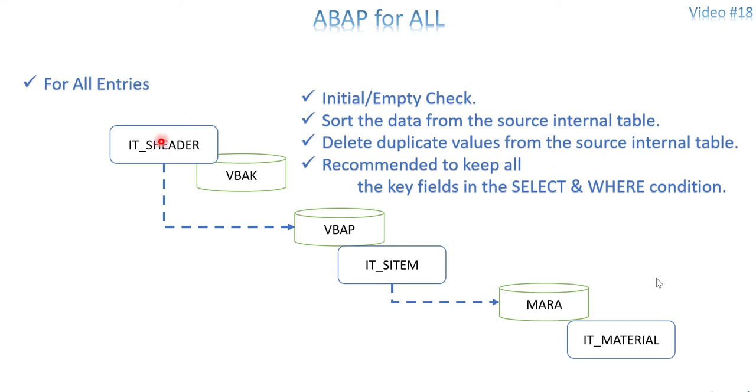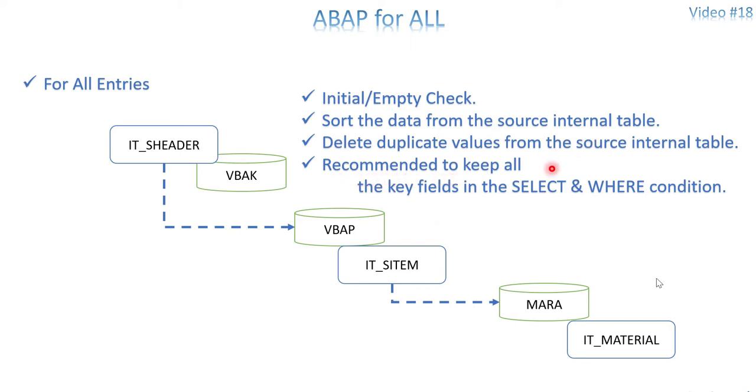In some cases, maybe not this scenario, because the sales order is always unique from the header table. Suppose in some scenarios you might have more than one material or more than one item for a sales order. If that is the case, please try to delete the duplicate values. It's like you're not giving additional work to the system, to the next select statement. So better delete duplicate values if they are available in the source internal table.